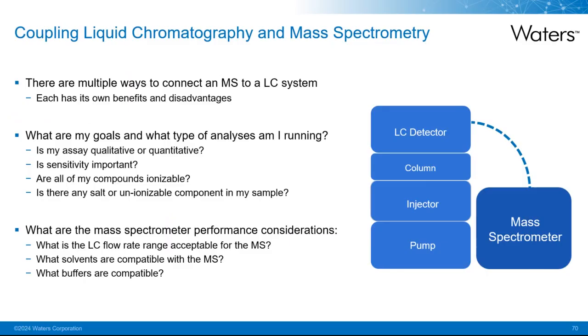There are many ways to connect an MS to an LC system. Each has its own benefits and disadvantages, so to decide on what type of system configuration we need to achieve our experimental goals, we need to think about the type of analysis that we need to run. We will also need to think about which MS system meets our needs and the performance capabilities of the MS systems available to us. So all of these factors will impact how we configure our system.